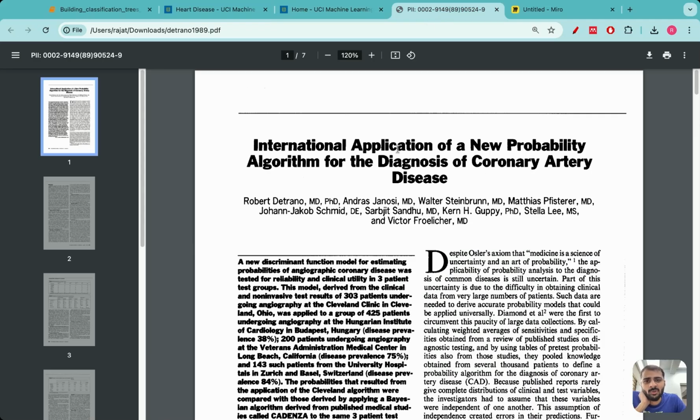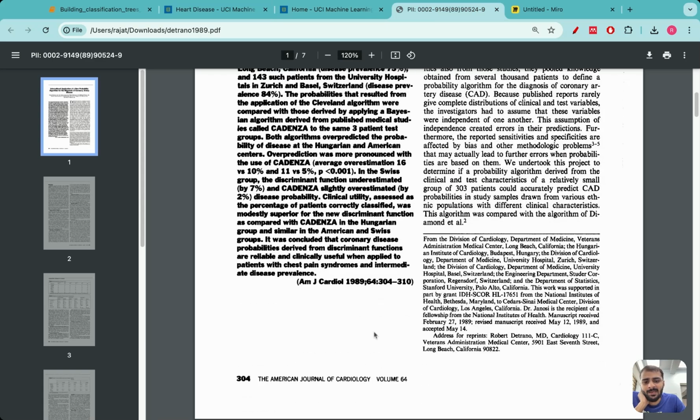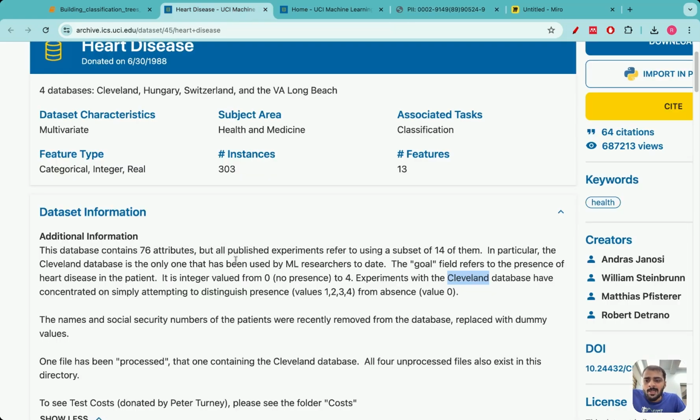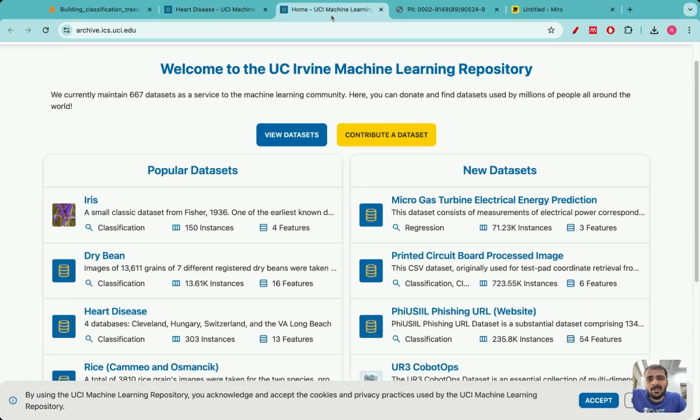This data set is actually documented in a 1989 paper, which is titled International Application of a New Probability Algorithm for the Diagnosis of Coronary Artery Disease. For the publication of this paper, this dataset was collected, and now we are using this dataset for machine learning tasks. So let's understand the dataset itself.